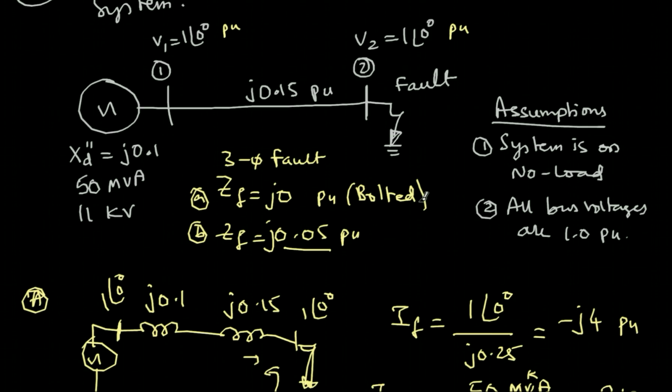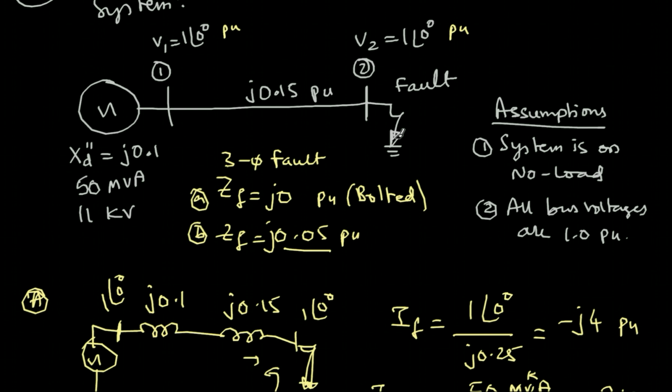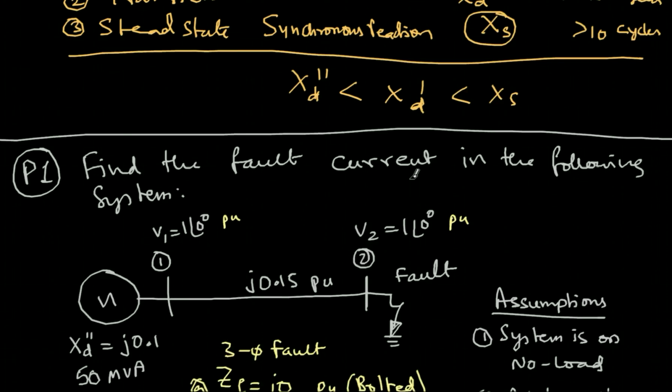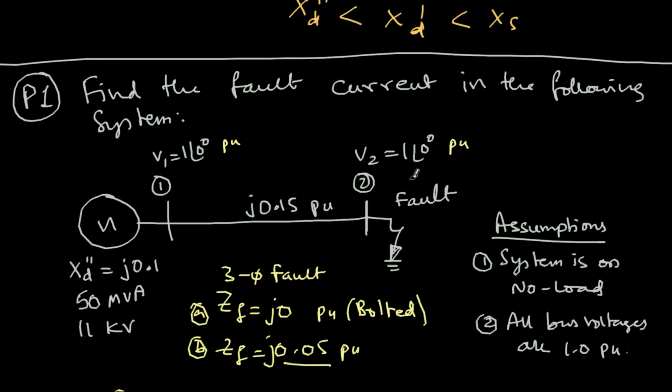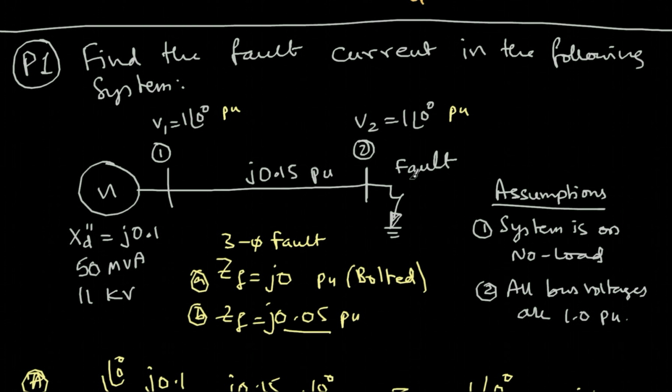Now there is only one source of fault current, so therefore I'm having it like this. If there is another source of fault current, then you can also find it from the other side. So we'll also look at some problems like that. Let's continue and look at one more thing. Here the assumption is that there is no load and all bus voltages are 1 per unit.